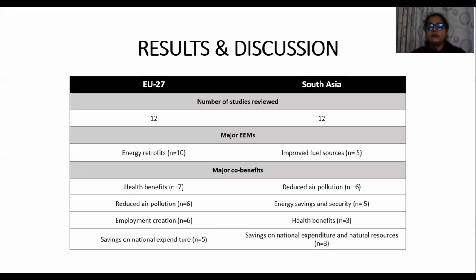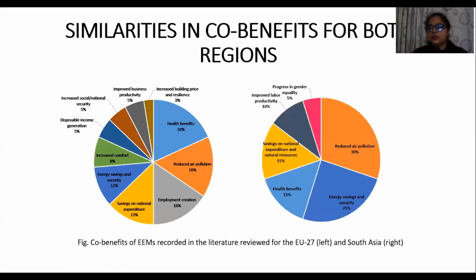So moving on to this table here, this basically presents our findings. And as you can see, the majority of the EMs in the EU27 were energy retrofits of buildings. In South Asia, the main EMs that were frequently cited were the use of improved fuel sources. And there were some common co-benefits between the two as well. Health benefits and reduced air pollution were some of the common benefits.